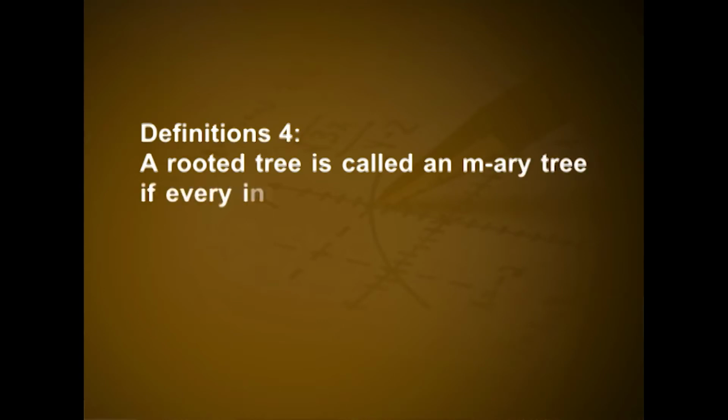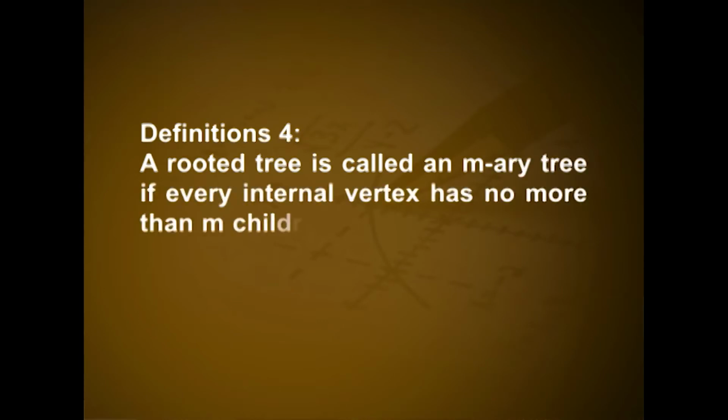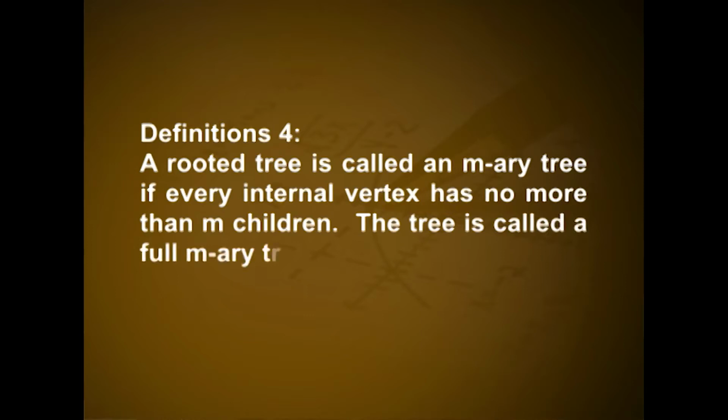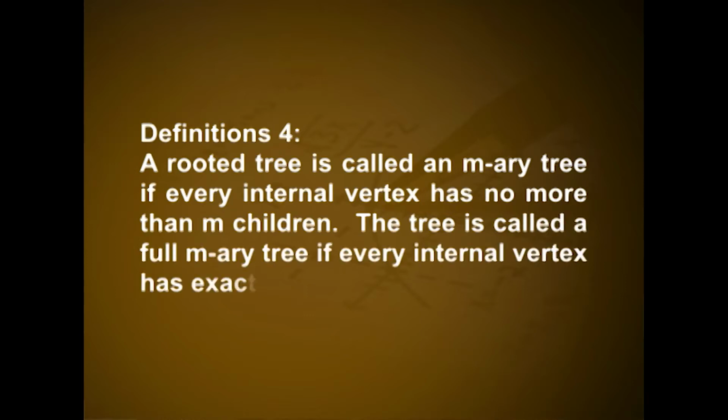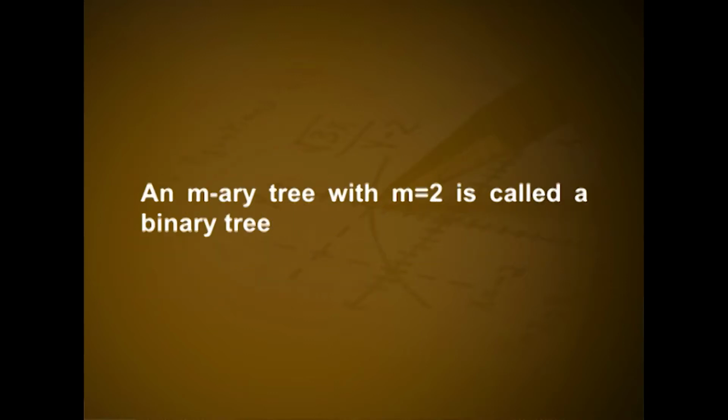Definition 4. A rooted tree is called an m-ary tree if every internal vertex has no more than m children. The tree is called a full m-ary tree if every internal vertex has exactly m children. An m-ary tree with m equal to 2 is called a binary tree. An ordered rooted tree is a rooted tree where the children of each internal vertex are ordered. In an ordered binary tree, if an internal vertex has 2 children, the first child is called the left child and the second child is called the right child.